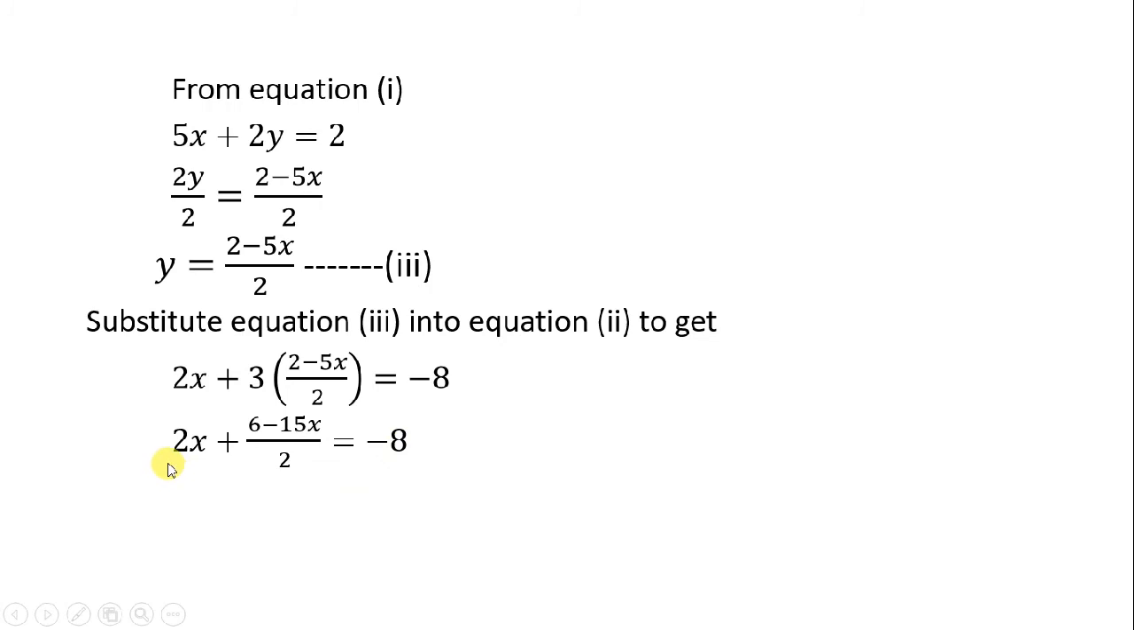Now, we are supposed to express this 2x as a common fraction by putting a denominator 1, and then we'll find the common denominator, which is what? 2. So we'll say 1 into 2, 2. 2 times 2x will give us 4x. Then 2 into 2 is 1. 1 times 6 will give us 6. 1 times negative 15x will give us a negative 15x divided by the common denominator, which is 2, is equals to negative 8. From here, we'll group the like terms together.